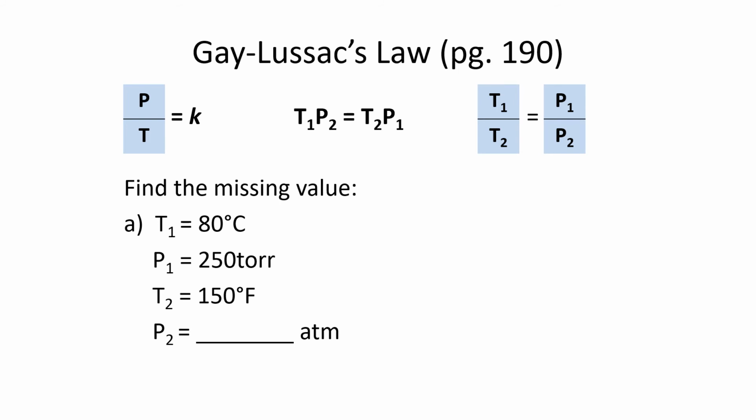Another variation, and this is the last one of the combined gas laws. This time they eliminated volume. So just use T1, P2, T2, P1. And again, everything needs to be in the appropriate units. Torr divided by 760 will give me ATM. And let's change that Fahrenheit number, 150F.